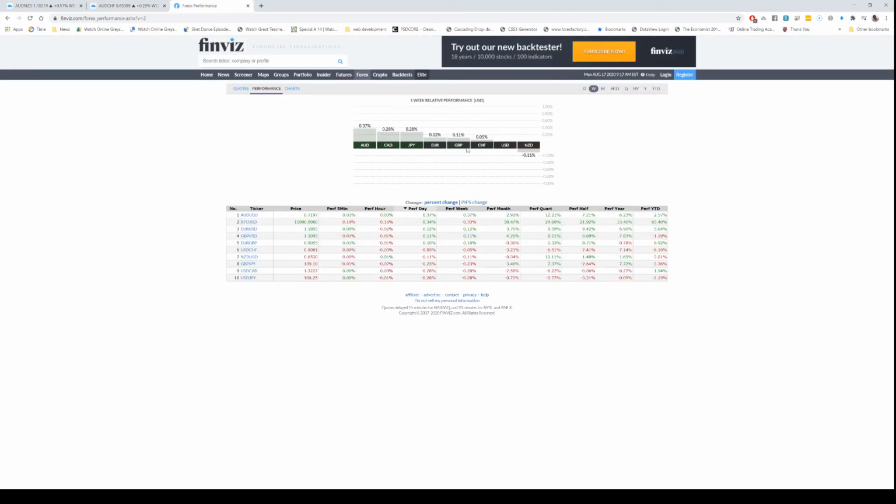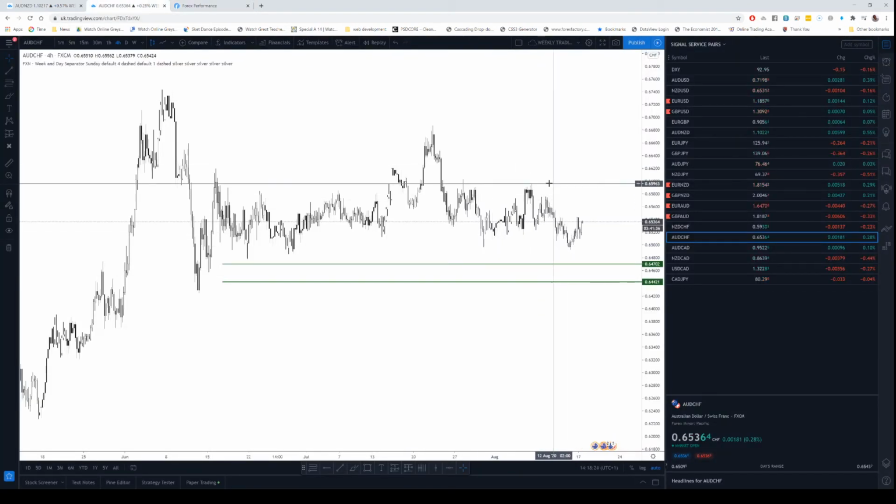If we check the performance over the month, Swiss is up here, Aussie is up there. That's why this thing is doing that. There will come a time when one of them goes weaker, and whichever one goes weaker, it will scream in that direction. So if Aussie goes weak, this will scream to the downside. If Swiss goes weak, this is going to scream to the upside. At the moment they are both strong, that's why it's doing what it's doing.